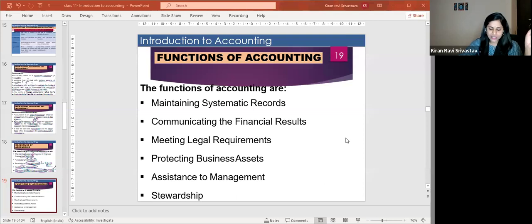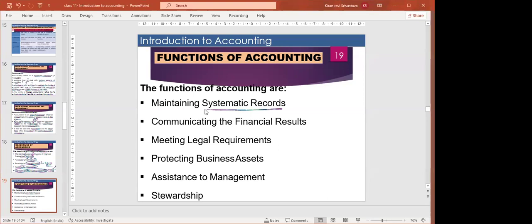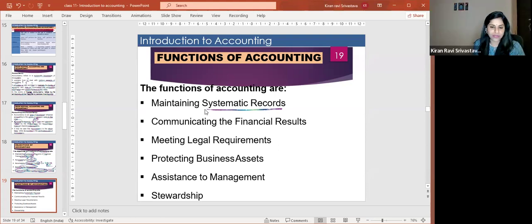Now the next one is functions of accounting. What are the main functions of accounting? You can see all are the same, the objectives are the same, just the names are changing. Again, what is coming is systematic records. If they ask objectives or functions, we can write any of the points of these both. Yes, almost it is the same. You can just know the keywords. Write the functions of accounting, just give that heading, but all the points are the same. So maintaining systematic records of the business is one of the functions of accounting.